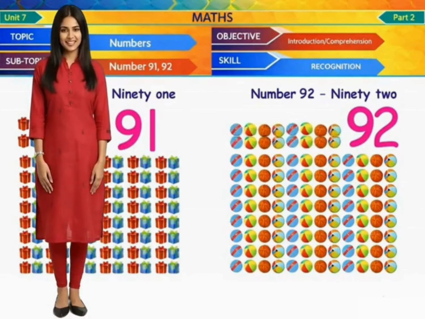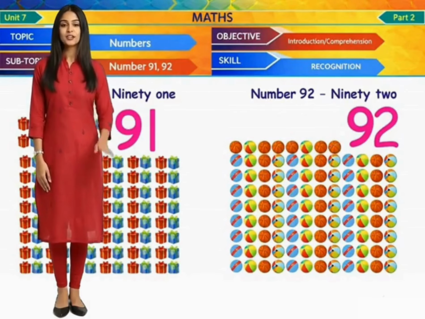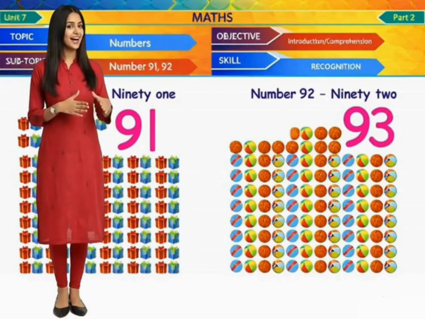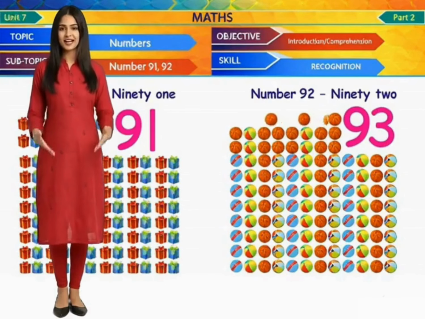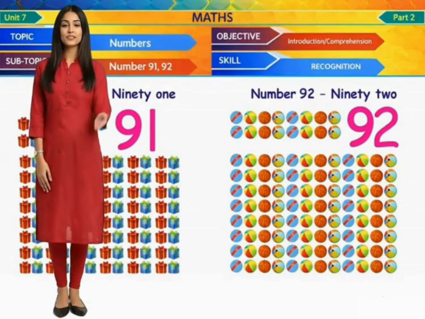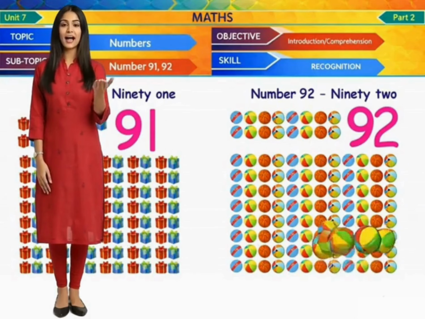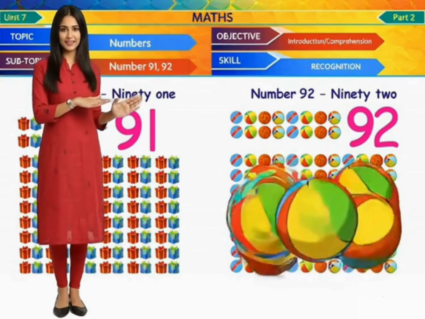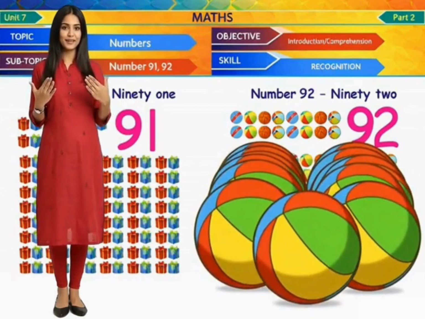Let us move to the next number, which is 92. This number is written as 92. And it comes immediately after 91 and before 93. Children, 92 means 1 more than 91. When we add 1 to 91, we get 92. So counting always moves step by step, like there are 92 balls on the page.